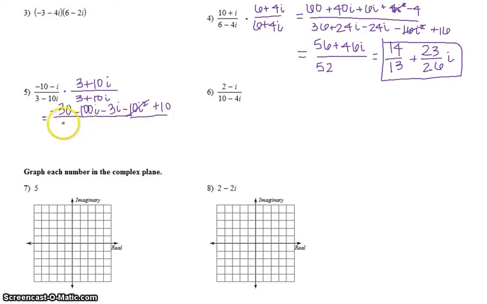In your denominator, 3 times 3 is 9. I'm going to end up with plus 30i and then minus 30i, and then I'm going to have minus 100i squared, which again would just be plus 100. Negative 30 plus 10 is negative 20. And I'm going to have minus 103i. My plus 30i and minus 30i cancel in my denominator. I'm just left with 109.